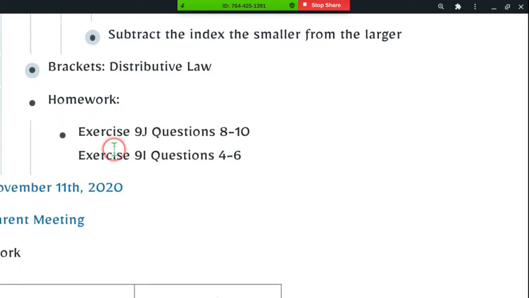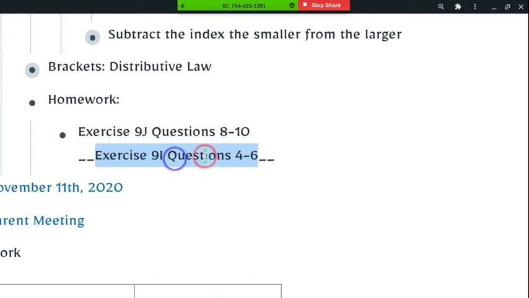Let's go on the homework. Exercise 9J, questions 8 to 10, right? And exercise 9I, questions 4 to 6. But this exercise 9I is not due next class, right? So you don't have to do this yet.